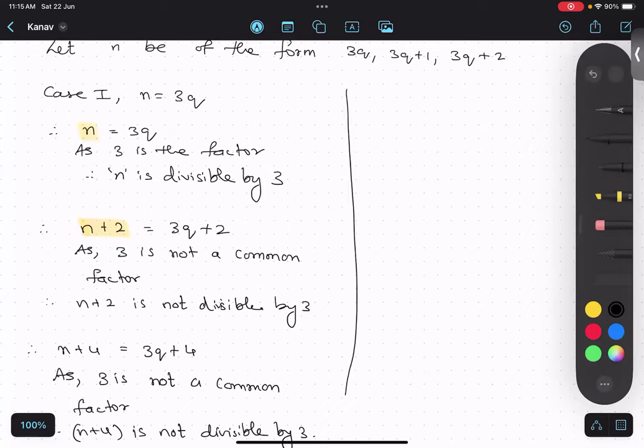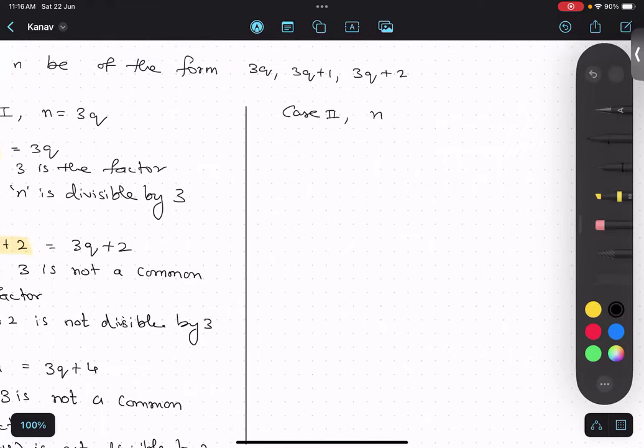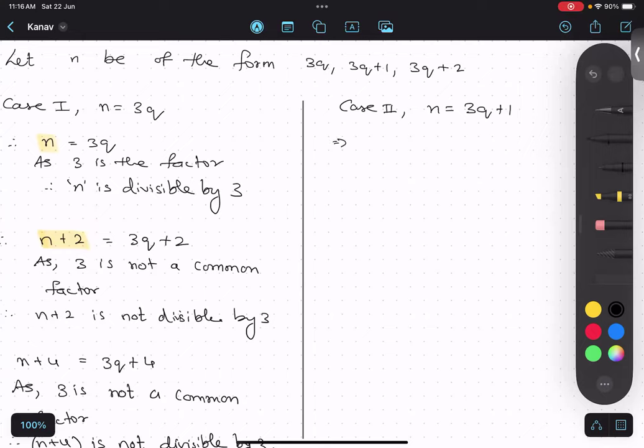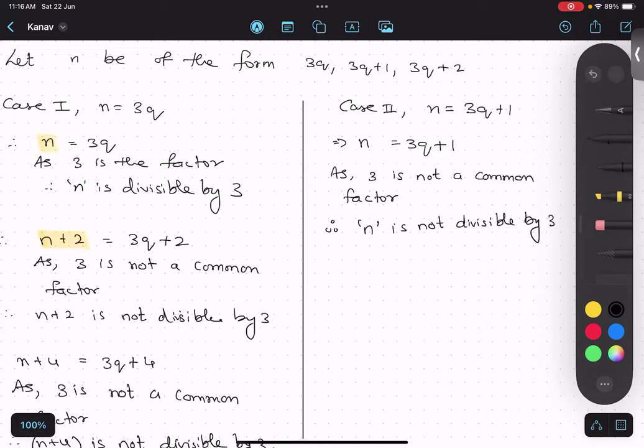Now case number 2. It's a long question. Case number 2 will come for 4 marks. When n equals 3q plus 1. Understood? Now I will put n. n equals 3q plus 1. Do we have 3 common? No. As 3 is not a common factor, therefore n is not divisible by 3.